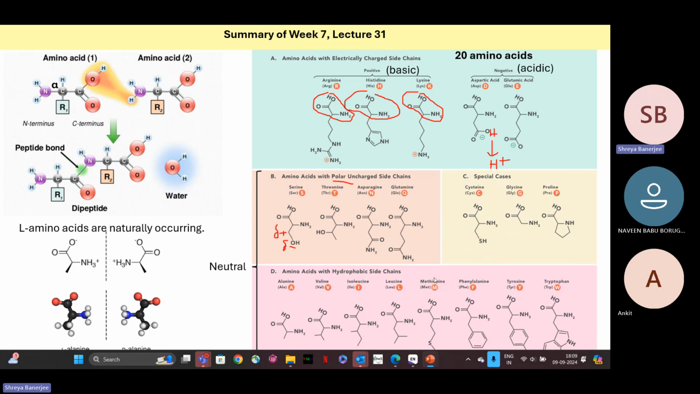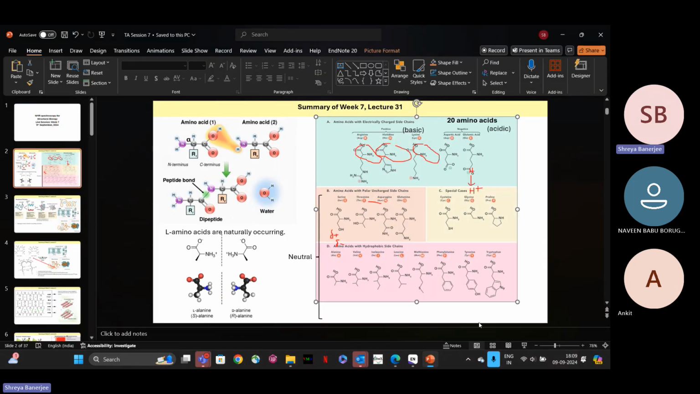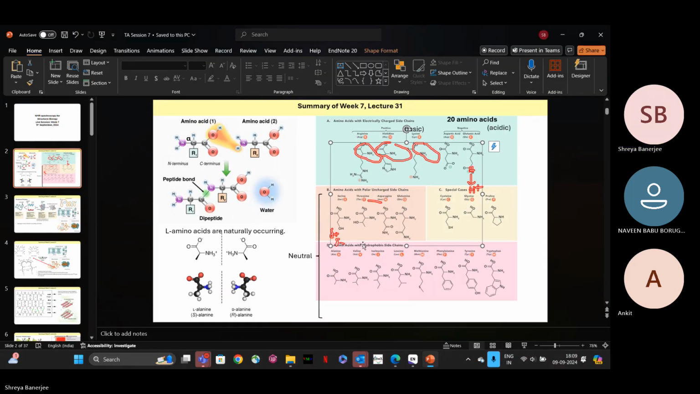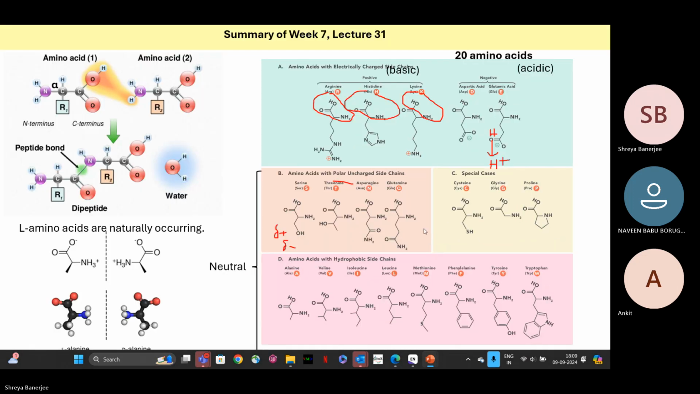Sometimes I'll just reduce the size of this. The lower parts are not being seen.